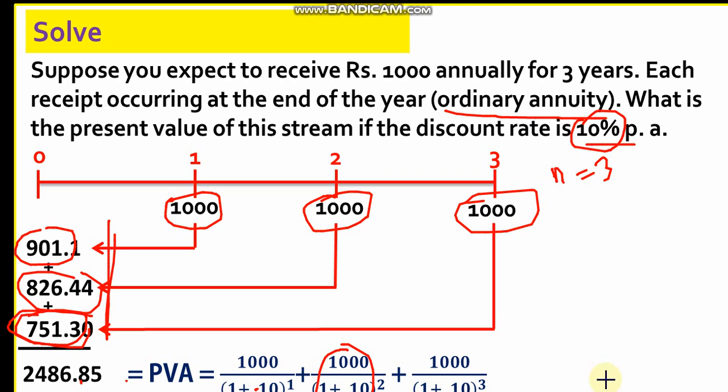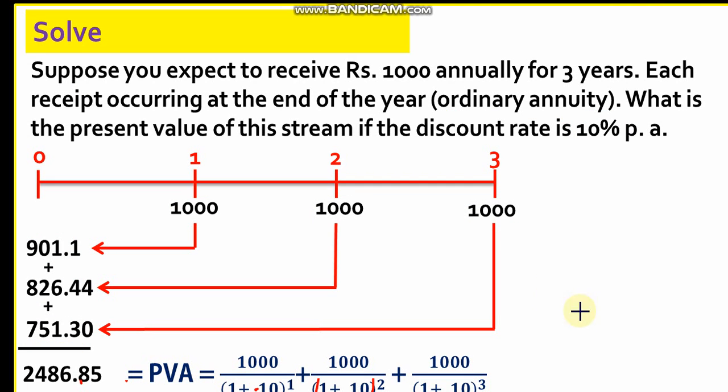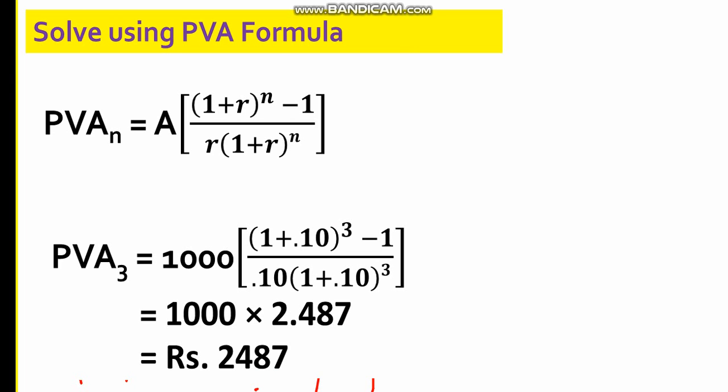So this is how I solve when I don't use the present value of an annuity formula. But as these are annuities, ideally it's not a smart way of solving it. As it's an annuity, we have to solve it using the annuity or present value table. Let us see how it works in that way.